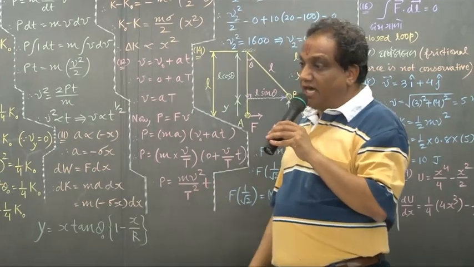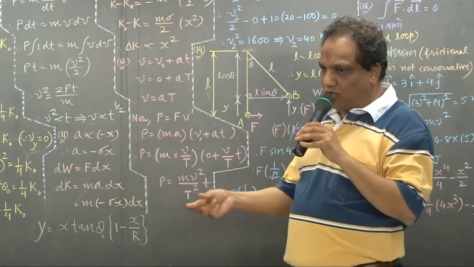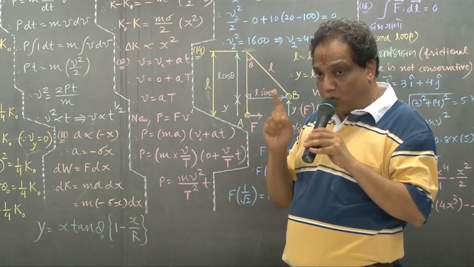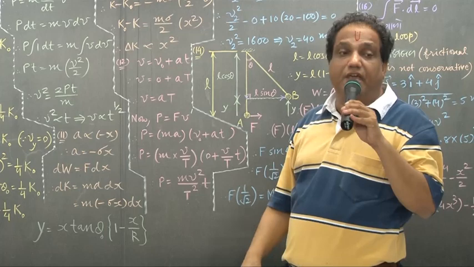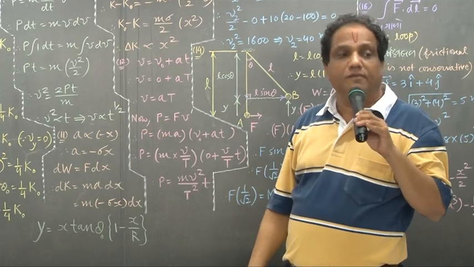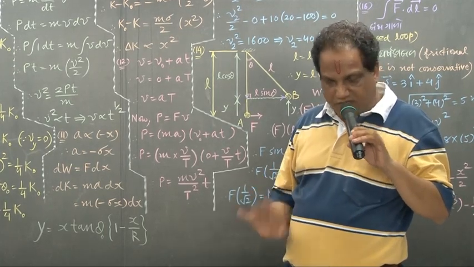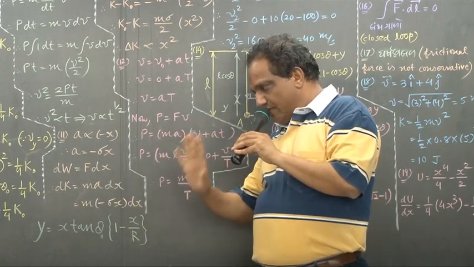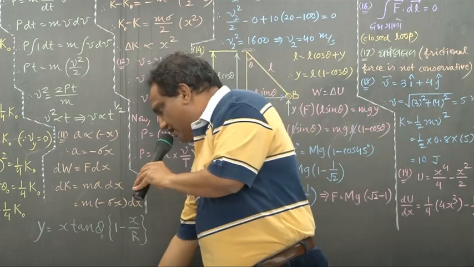V0 square sine 2 theta 0 upon g. What is sine 2 theta 0? 2 sine theta 0 cos theta 0. Remember that? Wait. You have to put that value of R here. Further you need to simplify and ultimately you should get this answer.